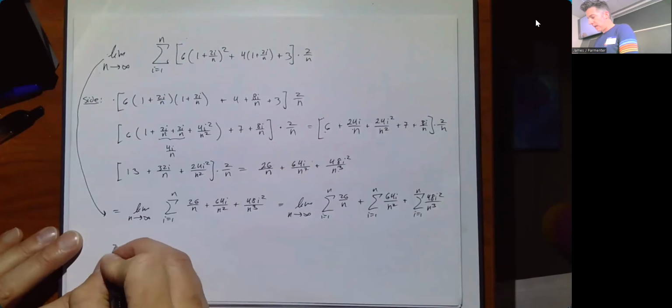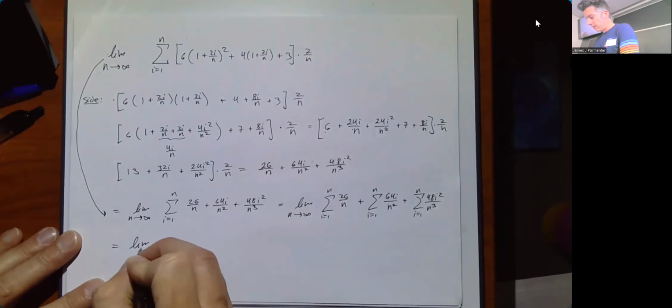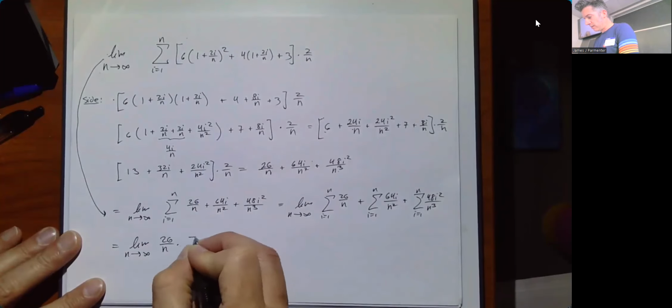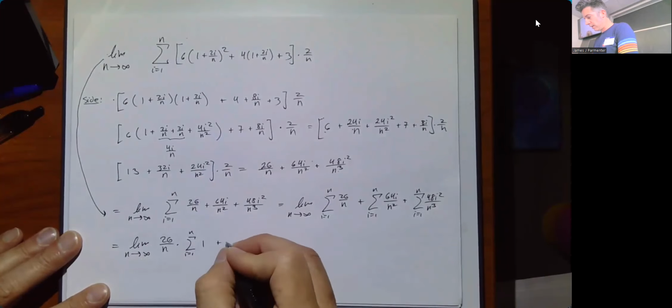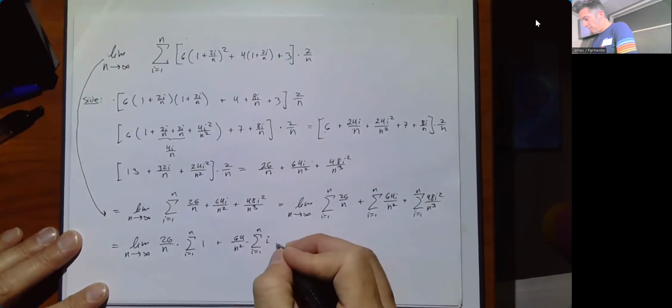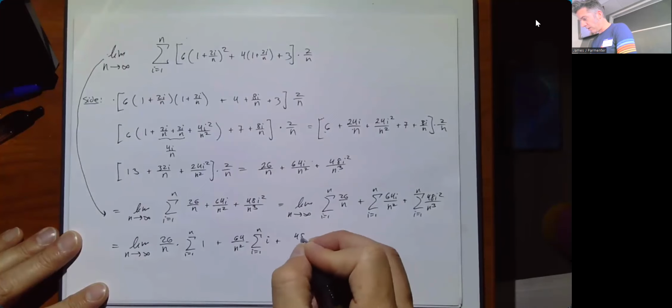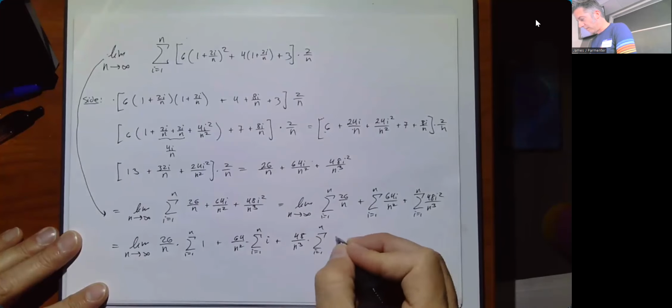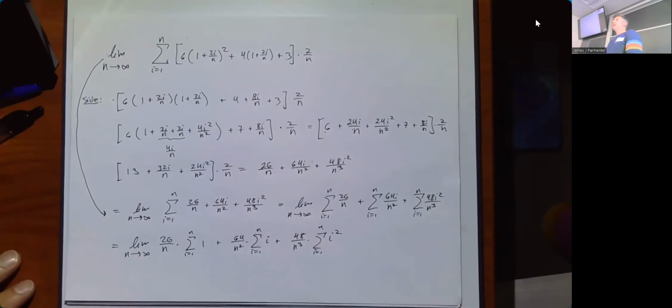So I can write this as the limit as n goes to infinity of 26 over n times the sum from i equals 1 to n of 1 plus 64 over n squared times the sum from i equals 1 to n of i plus 48 over n cubed times the sum from i equals 1 to n of i squared. Woof. And then this is where we have to use the formulas.